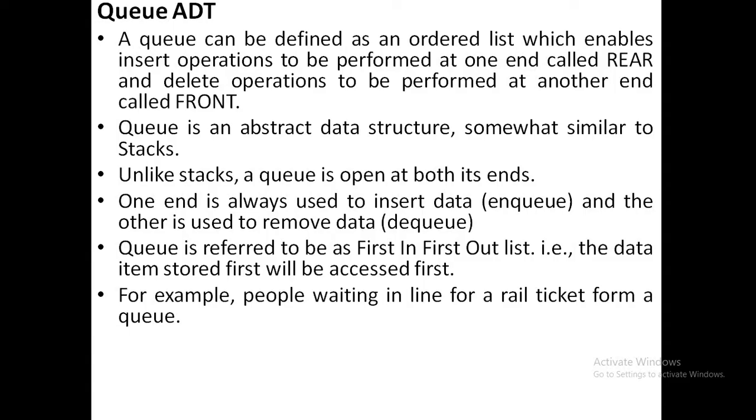One end is always used to insert data, that is NQ, and the other end is always used to remove data, that is DQ. Queue is referred to as a first in first out list, that is the data items stored first will be accessed first. For example, people waiting in line for getting a rail ticket form a queue.